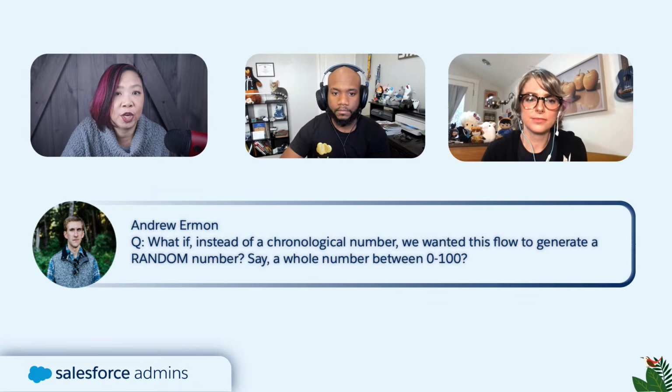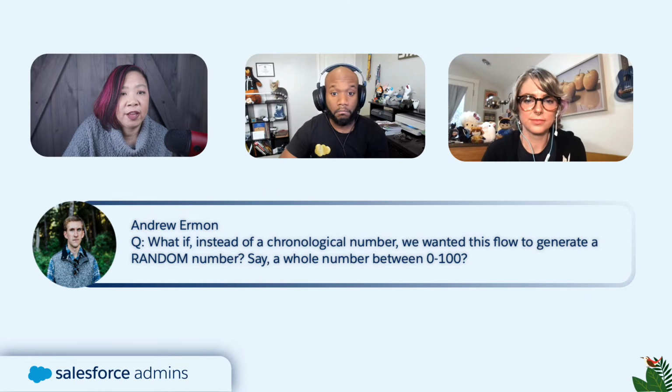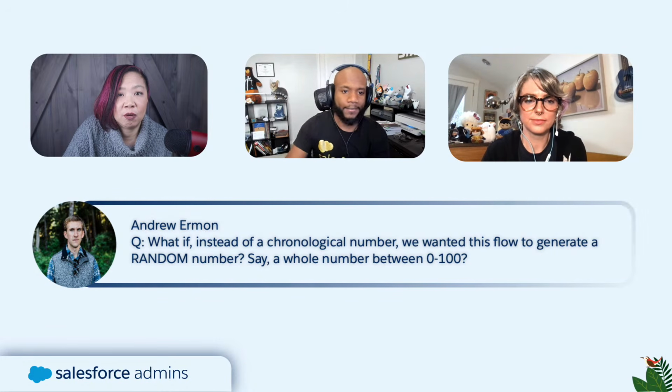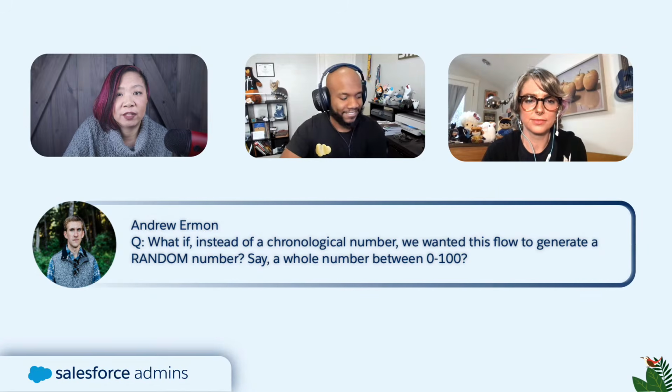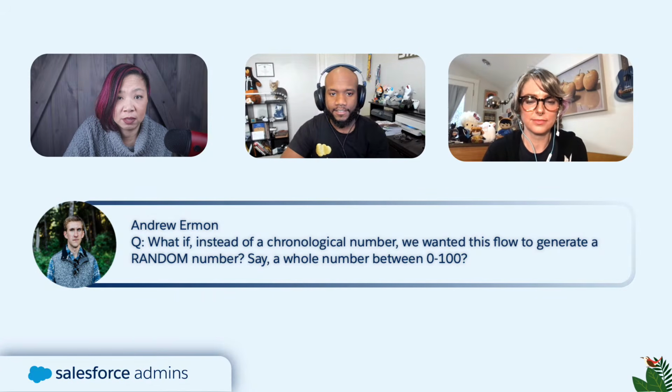All right, and we have another question for you, Warren. What if instead of chronological or a number, we want this flow to generate a random number, say a whole number between 0 to 100?